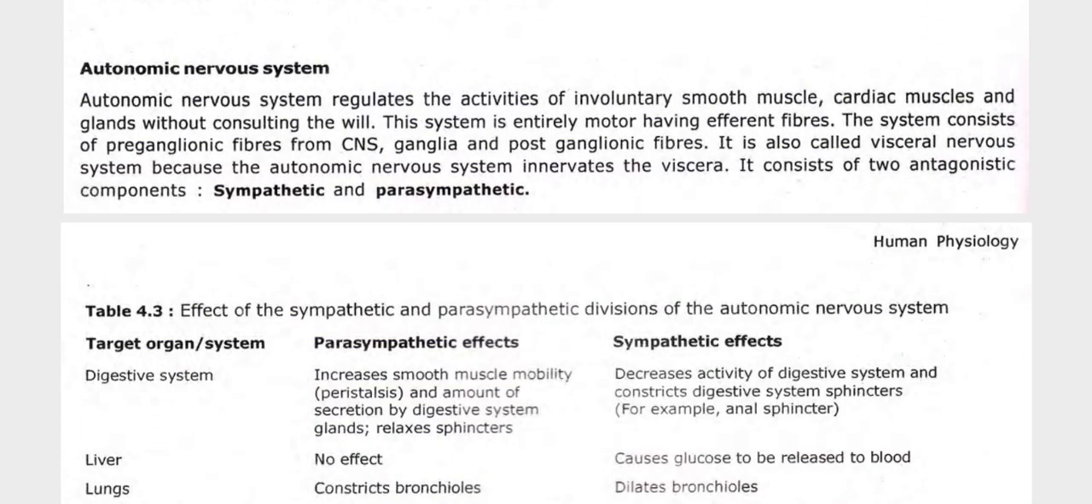Next is about autonomic nerve system. Autonomic nerve system regulates the activities of involuntary smooth muscle, cardiac muscles and glands without consulting the will. The system is entirely motor, having efferent fibers. The system consists of preganglionic fibers from central nervous system, ganglia and postganglionic fibers. It is also called the visceral nervous system because the autonomic nervous system innervates the viscera. It consists of 2 antagonistic components, sympathetic and parasympathetic.